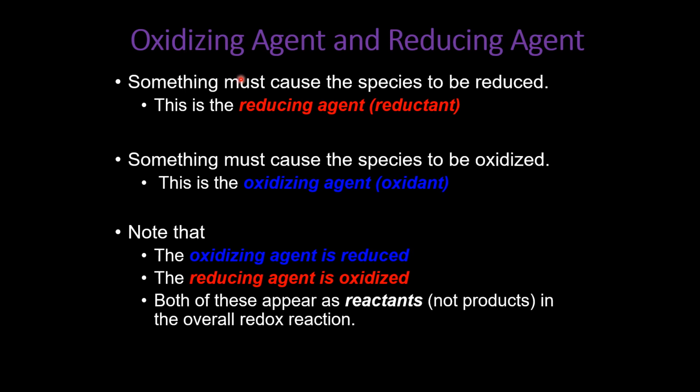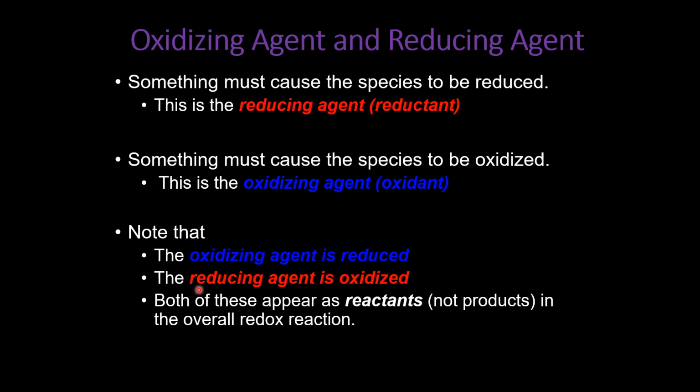So when a species is reduced, right? When something gets reduced, there must have been something causing that. And the thing causing it we call the reducing agent, or some people use the term reductant. And if something gets oxidized, there must be something causing that. We'll call that the oxidizing agent.